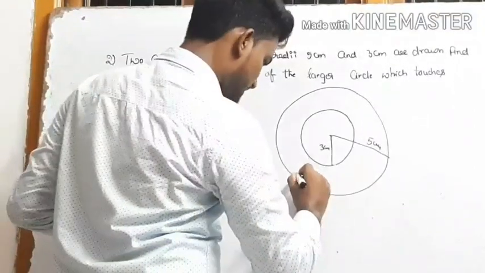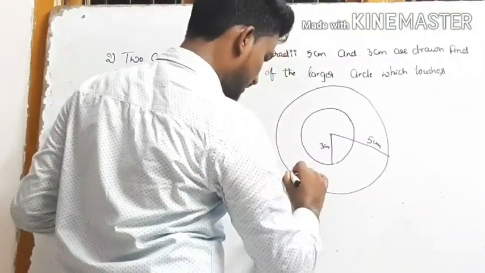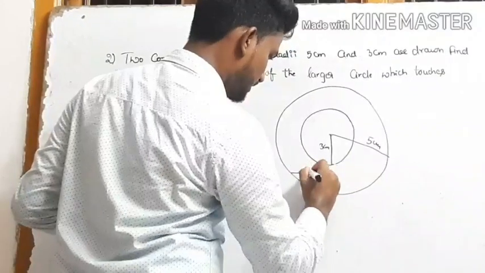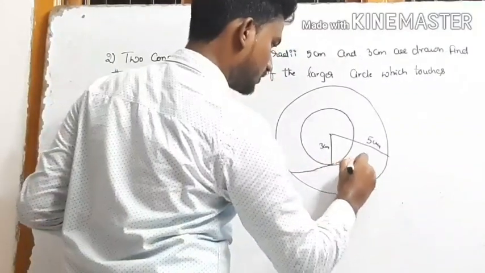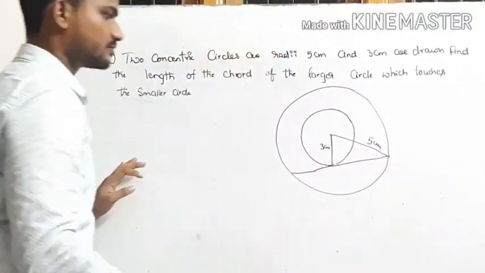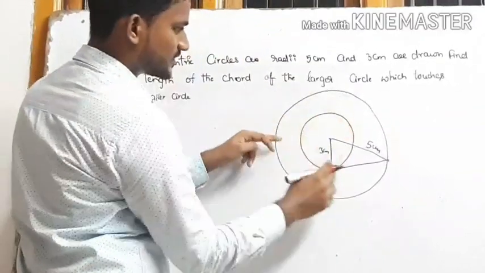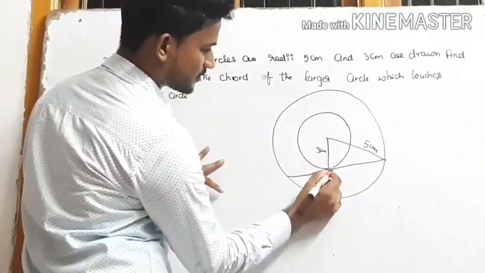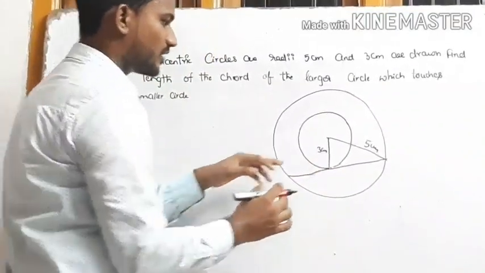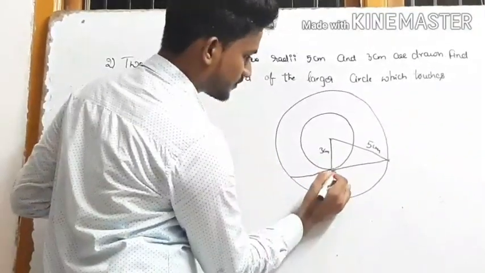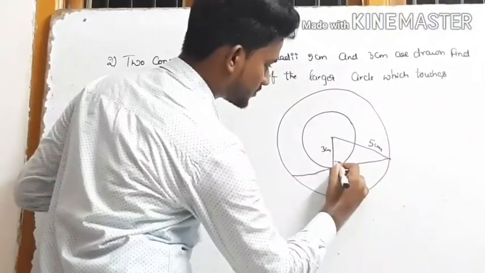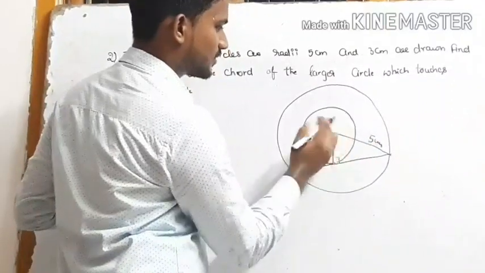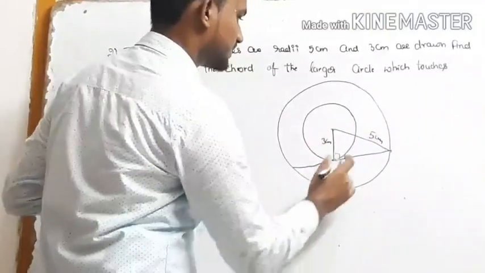It will make like this. You can draw like this. It touches the smaller circle, meaning it goes to the point like this. It is a chord of the larger circle and touches the smaller circle at a point. We can imagine that it is perpendicular, 90 degrees, to the radius. It is 90 degrees.